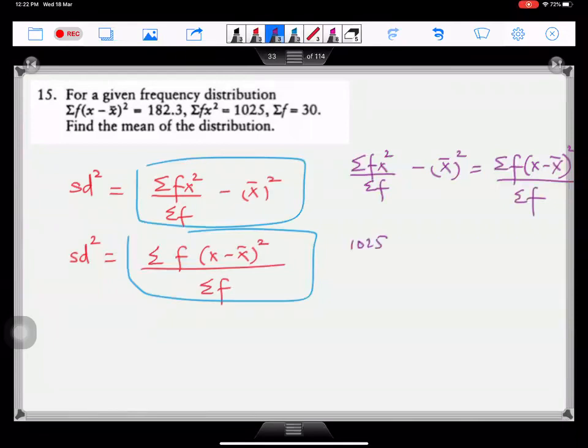This is 1025. This is 30. This is mean square. This is 182.3. This is 30. And then you make x bar square the subject. And then you make x bar the subject.